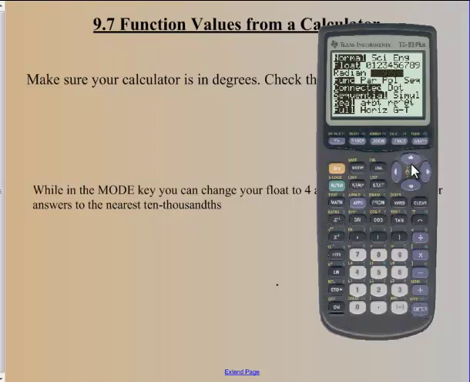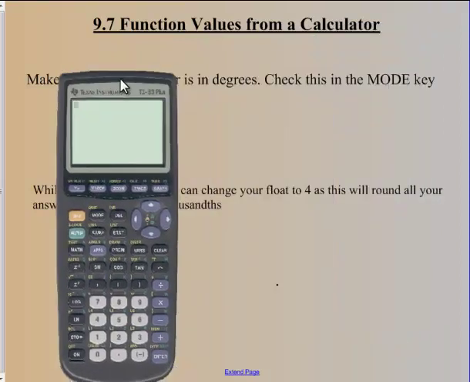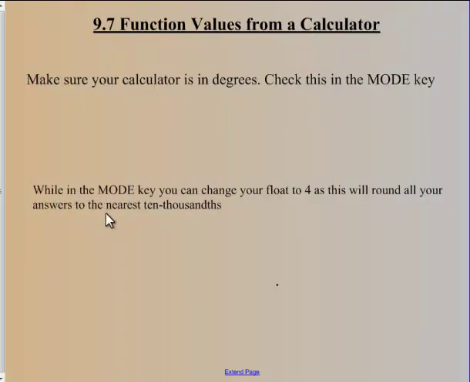While we're at it, I'm going to take my float and I'm going to change it to 4. This is going to round everything to the nearest 10,000th spot, which is what we like to do when we are working in trigonometry.